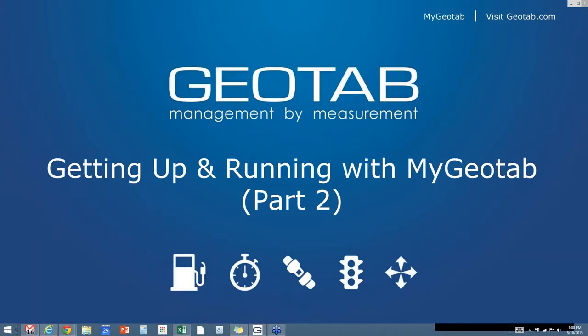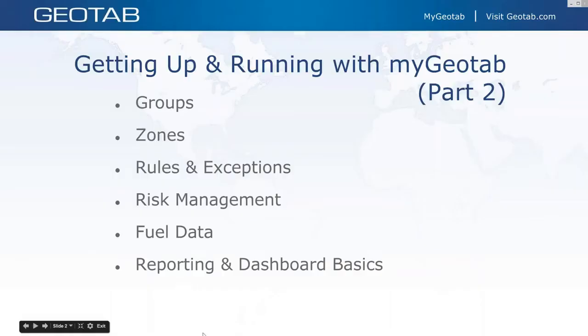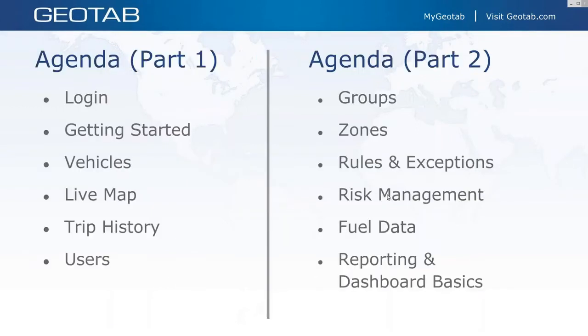This is Carrie Carter and today we are going to go through part 2 of our Getting Up and Running with MyGeotab. And this is basically what we're going to cover. We went through our basics. We just went through our basics last week of logging on, how to get started, going through the product guide and where to find it, setting up your vehicles, live map, all the stuff that's around productivity in our live map, and trip history and kind of dissecting that, and then users.